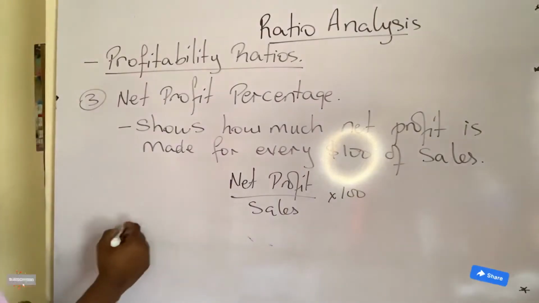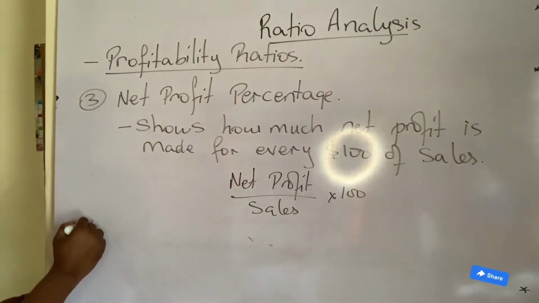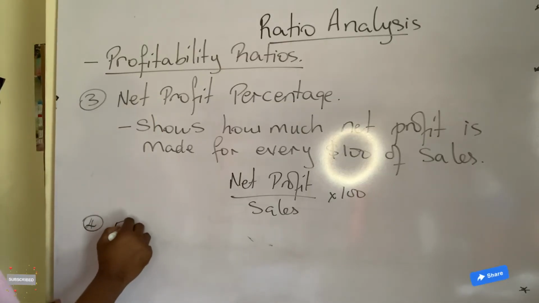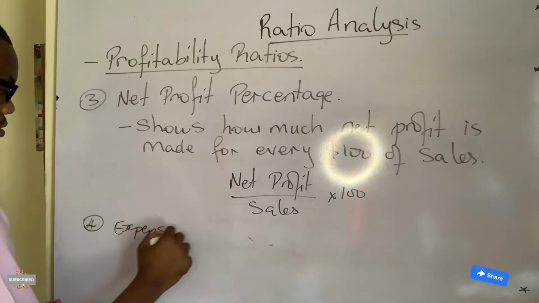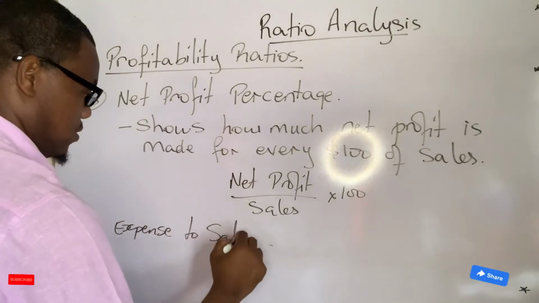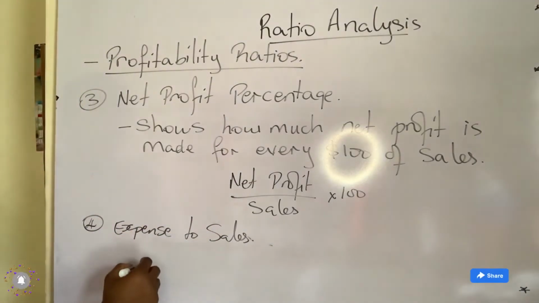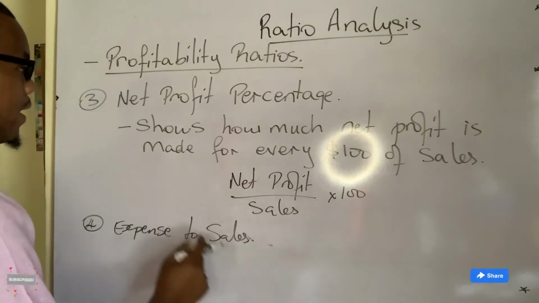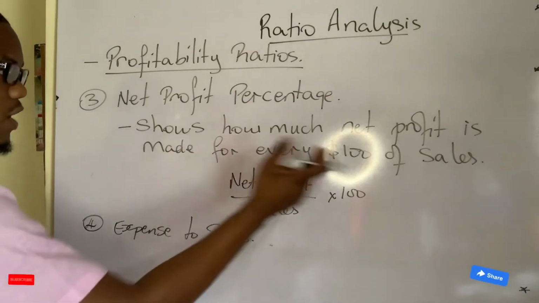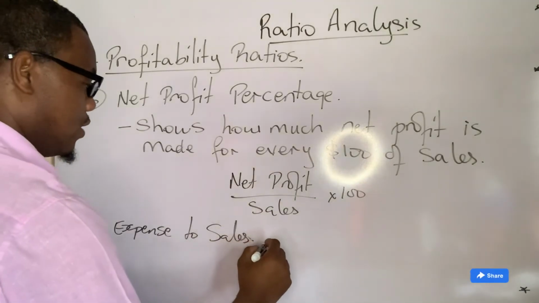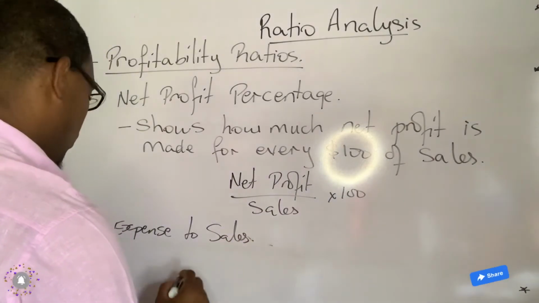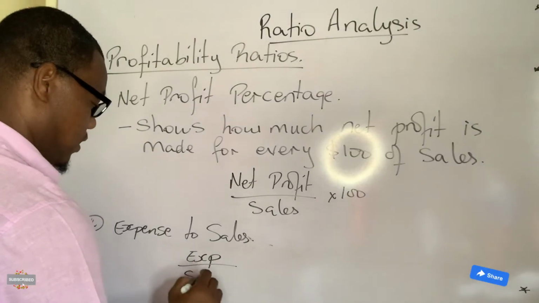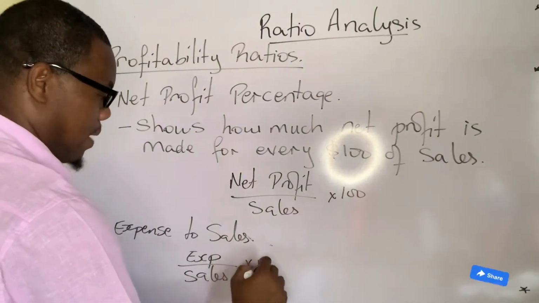I can show you the fourth profitability ratio. It is called expense to sales. It goes without saying that the expense to sales ratio shows how much expenses is made for every $100 of sales, and the formula for expense to sales would be expenses divided by sales multiplied by 100.